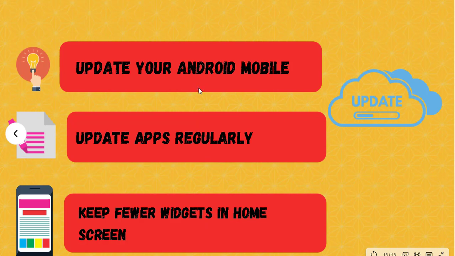Always update your Android mobile. If you are not updating your Android mobile, then you are keeping your mobile at risk. Always update apps regularly and also keep fewer widgets in your home screen. If you follow all these steps, then you can improve the Android performance.